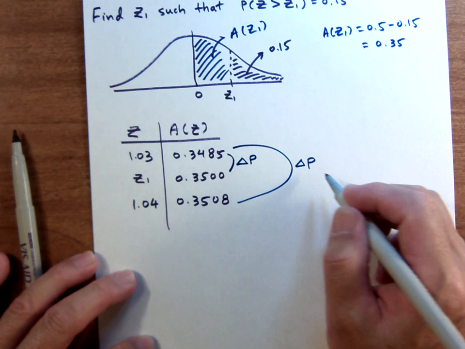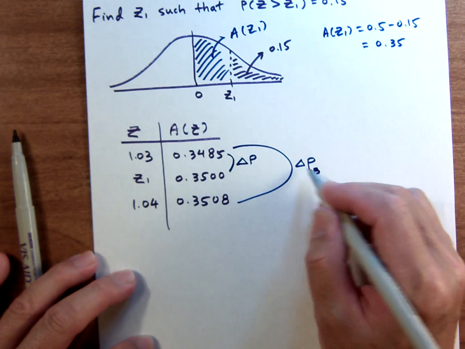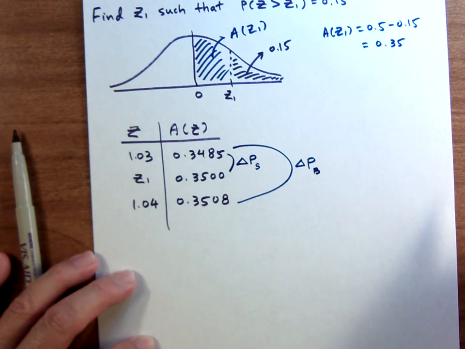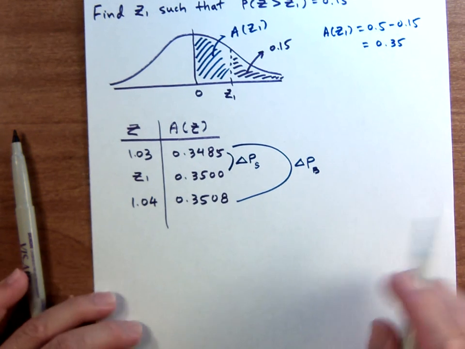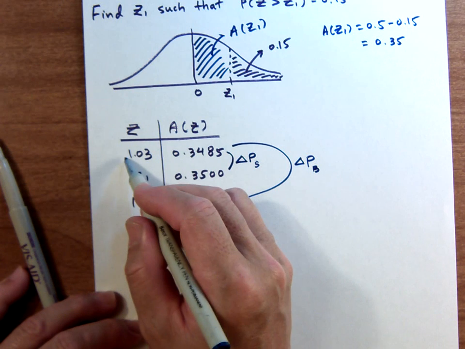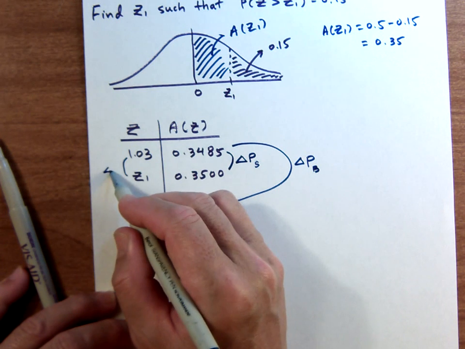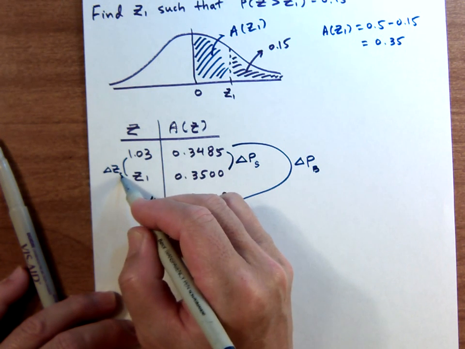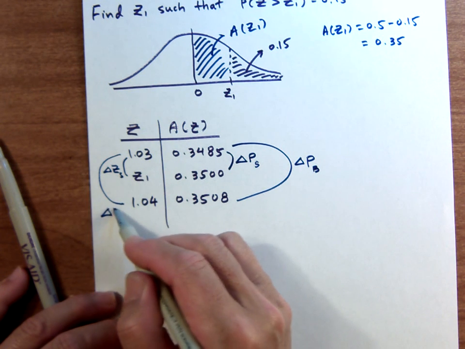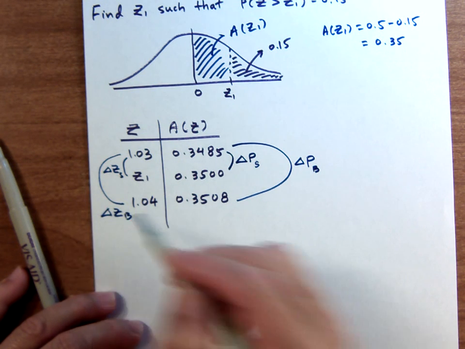So let me use a subscript: change in P, the big one, change in P, the small one. Okay, and I'm going to do likewise on this side. I also need a change in z's. So this one I call change in z, small, and this difference, change in z, the big one.